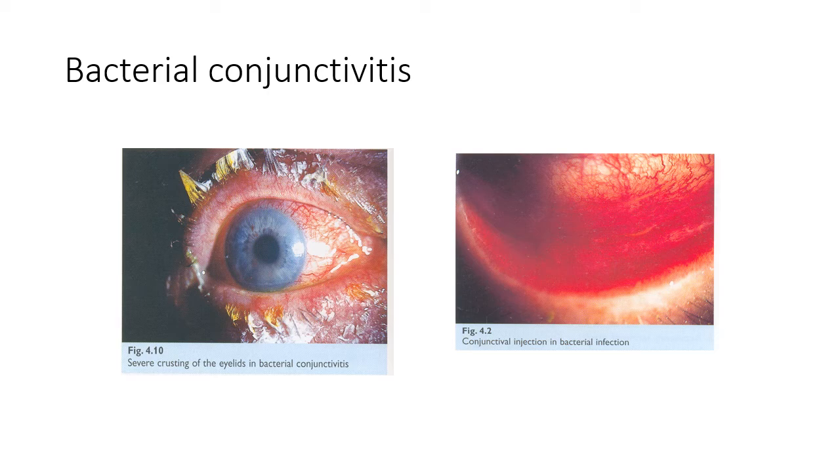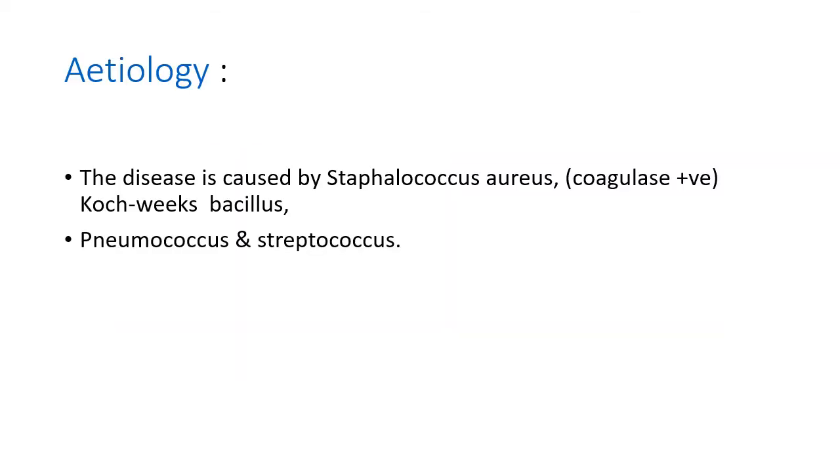Severity of pathological changes varies depending upon the severity of inflammation and the causative organism. The changes are more marked in purulent conjunctivitis than mucopurulent conjunctivitis. In this picture, you can see the matting of eyelashes and the conjunctival congestion that is present in the bulbar conjunctiva as well as in the fornicial conjunctiva. The disease is caused by Staphylococcus aureus, Pneumococcus and Streptococcus. I have just mentioned all the organisms present in the conjunctiva.